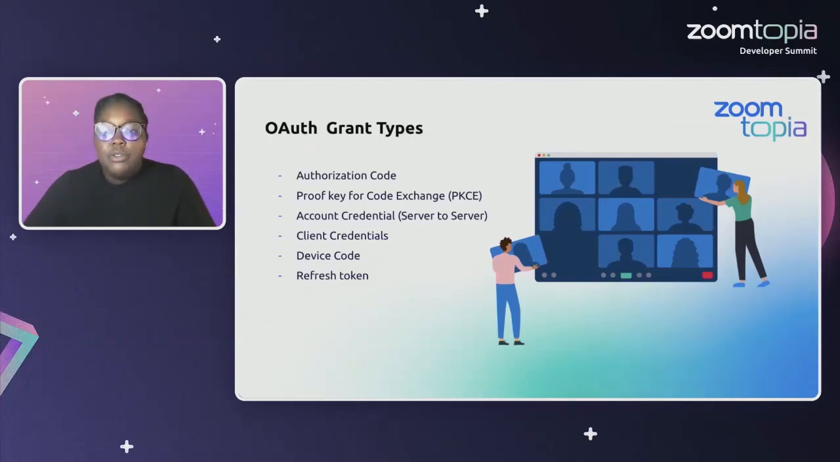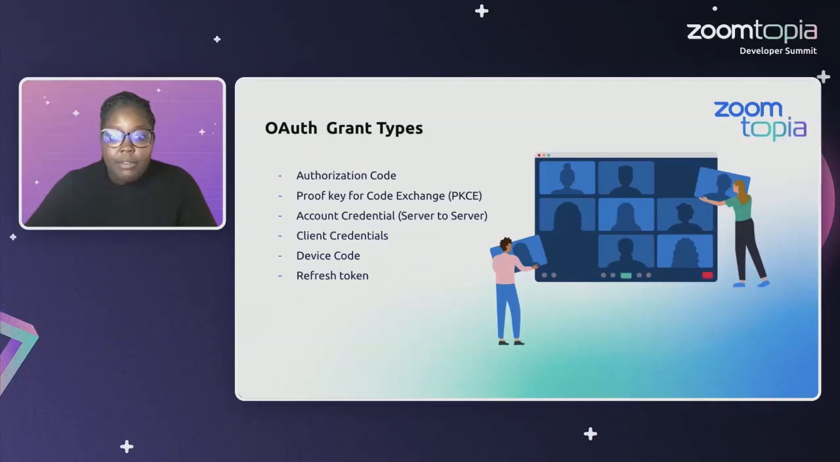So this is typically used for clients to access resources about themselves rather than the user's resource. And then device code. The device code grant type is used for browserless or input constrained devices in the device flow to exchange the previously obtained device code for an access token.